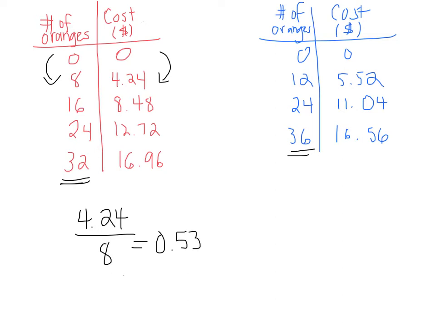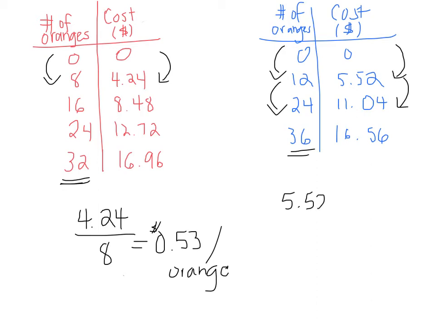So we're spending 53 cents per orange. What about from store B? For every 12 oranges, we spend $5.52. Every time we add 12 oranges, we add $5.52. Well, let's figure out the rate at which this is changing. 5.52 divided by 12 gives us 0.46, so store B is 46 cents per orange.